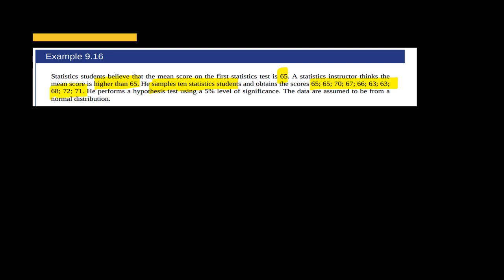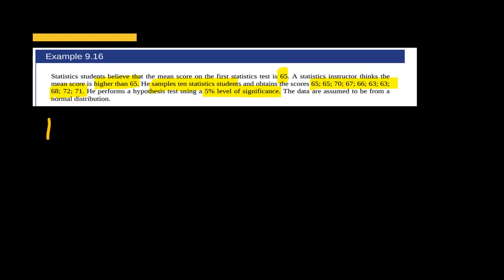Okay. Then he performs a hypothesis test using the 5% level of significance. So 5% level of significance, that's important. All right. The data are assumed to be from the normal distribution. Okay. So we're going to go ahead and do this hypothesis test.